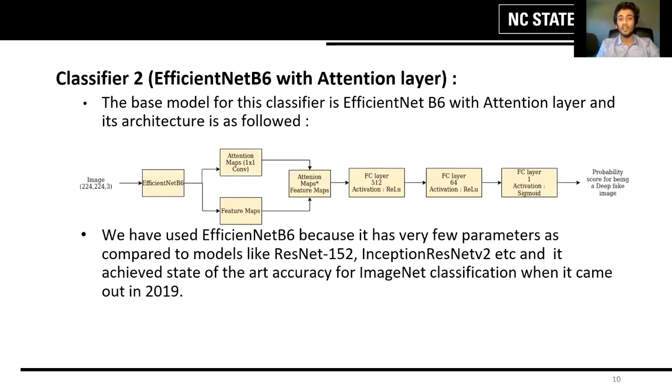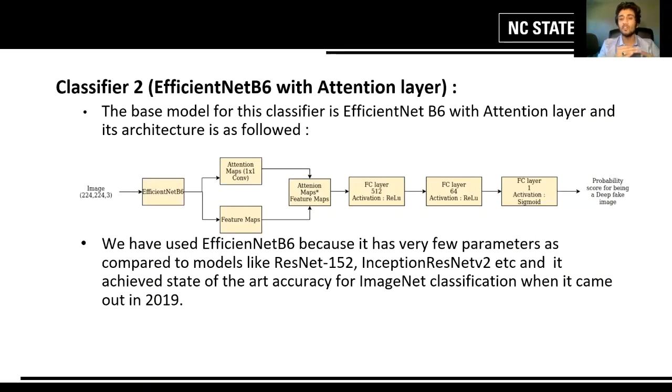So this is our second classifier. We have used EfficientNet V6 with an added attention layer for the purpose of solving this issue. This family of models, which is known as EfficientNet, was introduced in around 2019 and caused a stir in the community as it had higher accuracy than any other model, but at the same time it used very few parameters. Instead of using just the base model, we added a set of 1×1 convolution layers to the base model.